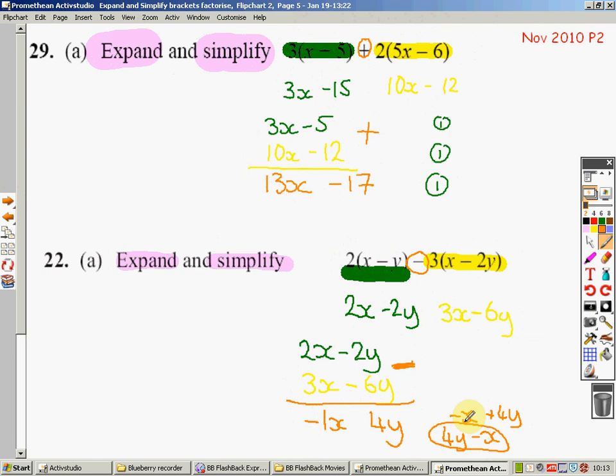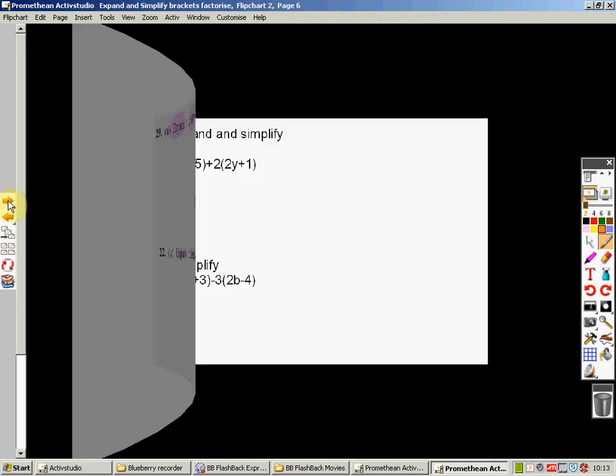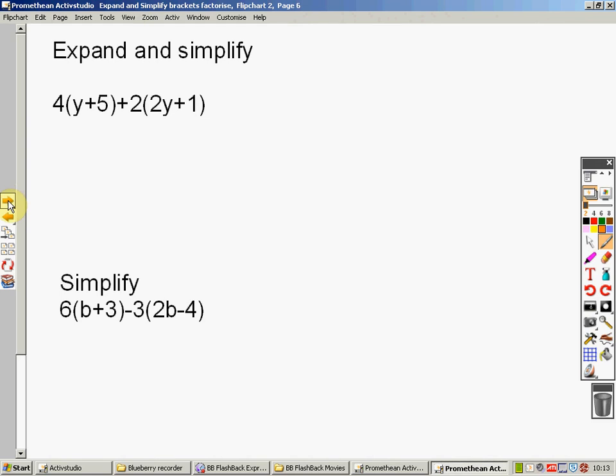This question here is a much more tricky question, probably worth 4 marks. Mostly because of that minus minus business in there. Okay, here's a couple for you to try. If you'd like to press pause and give it a go.